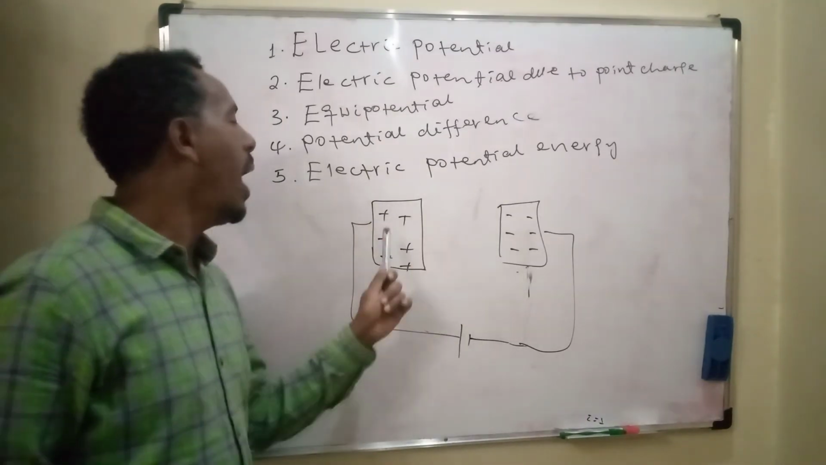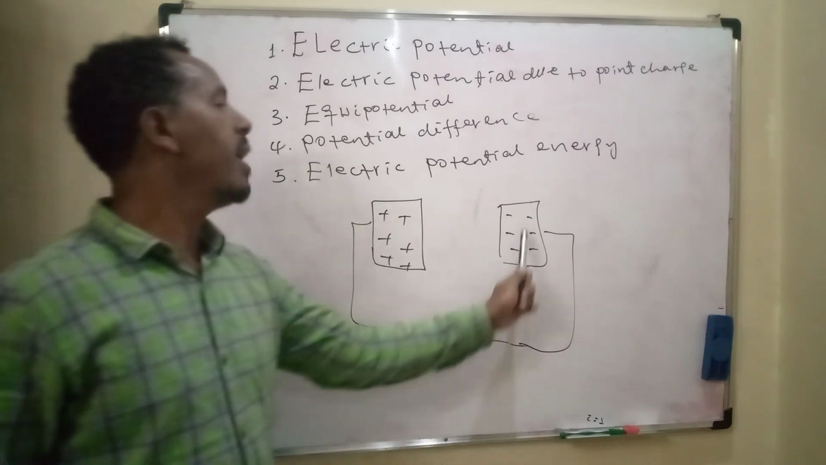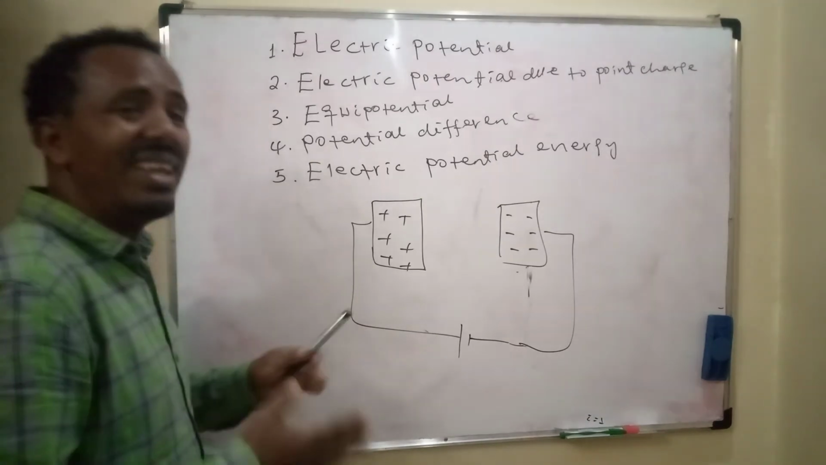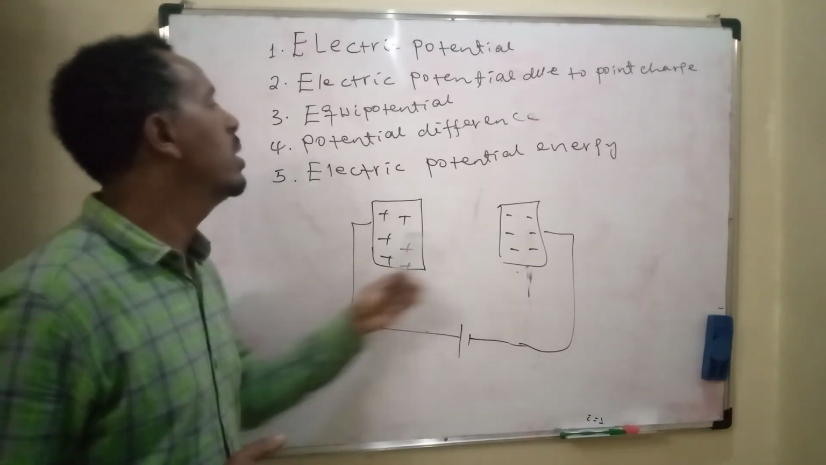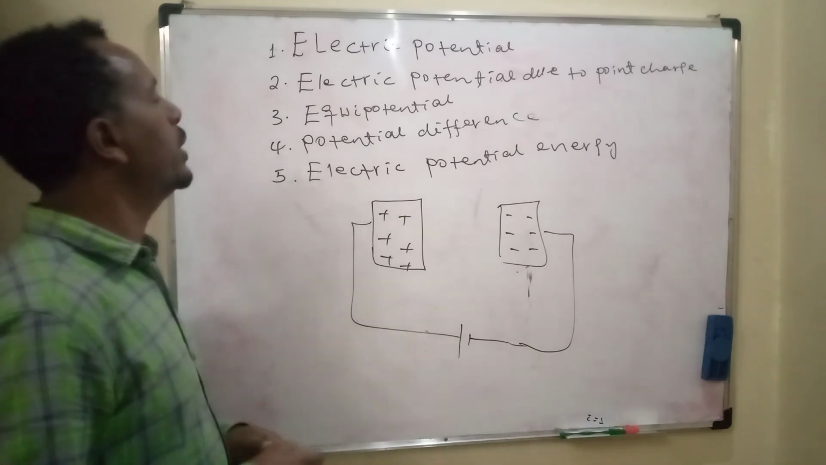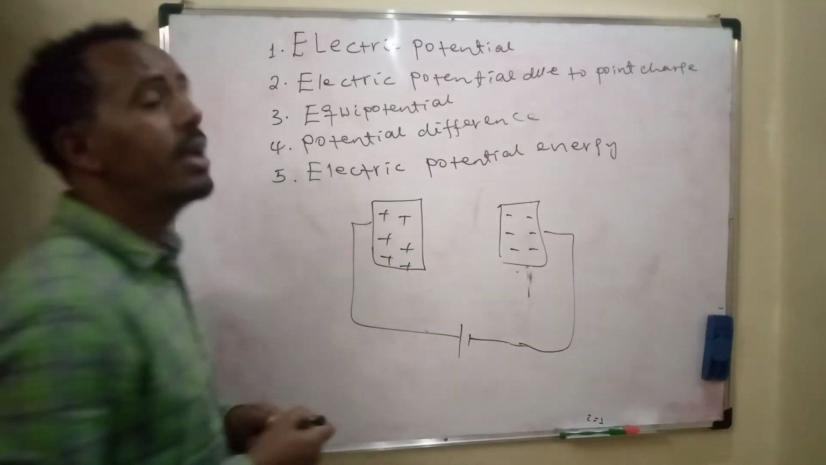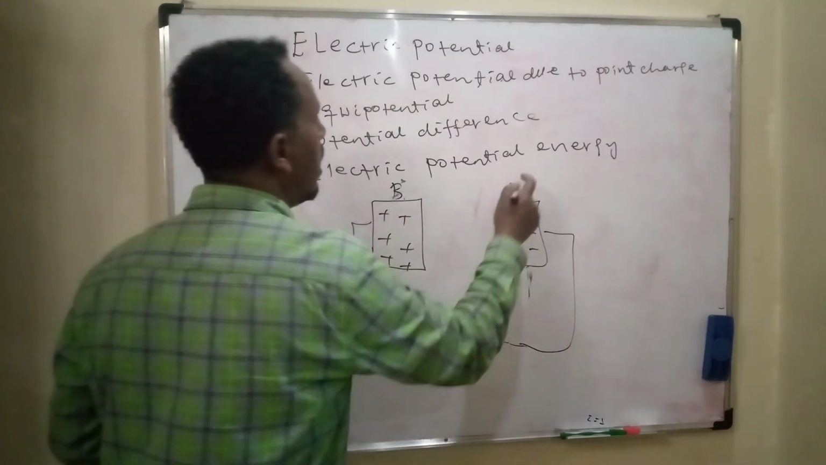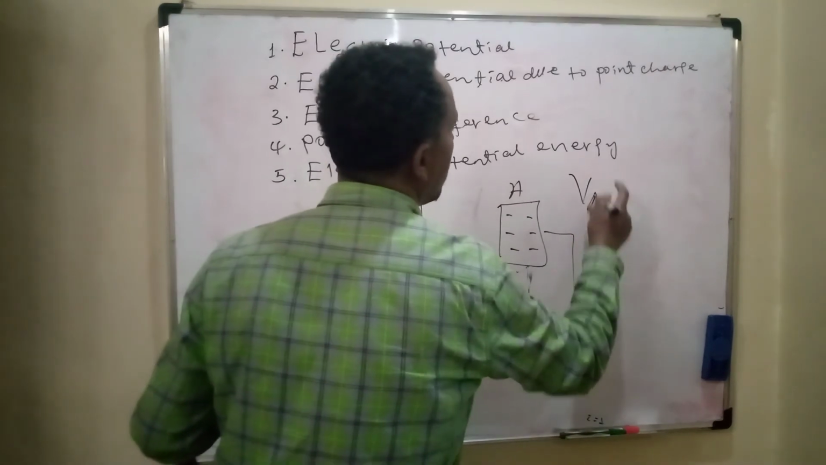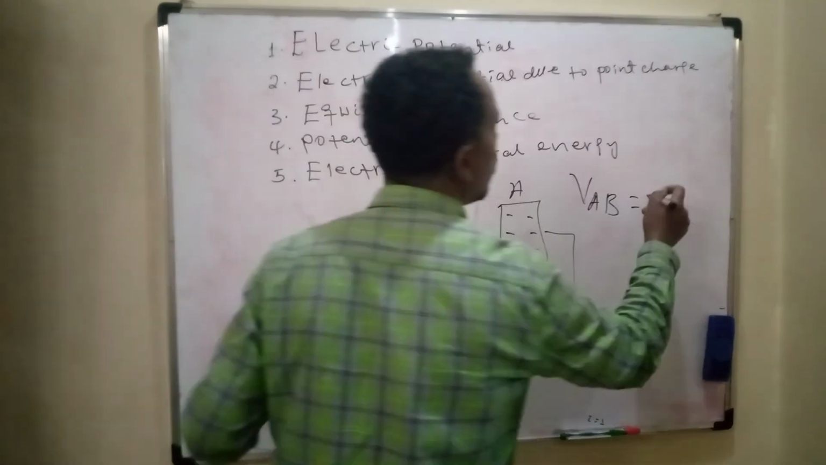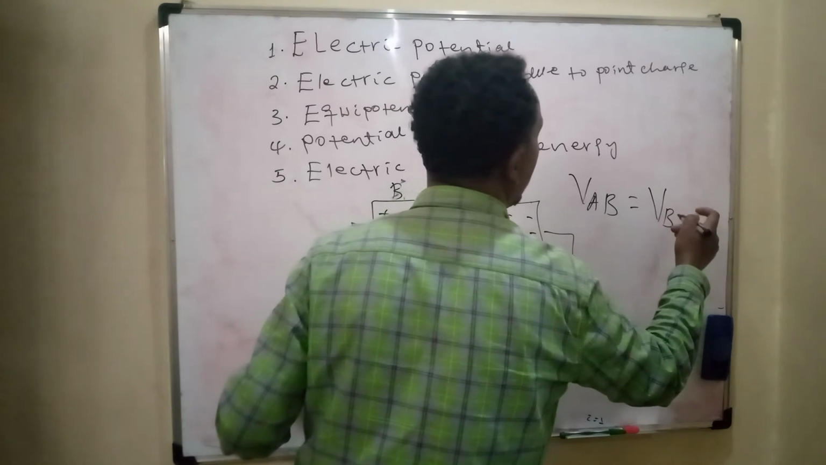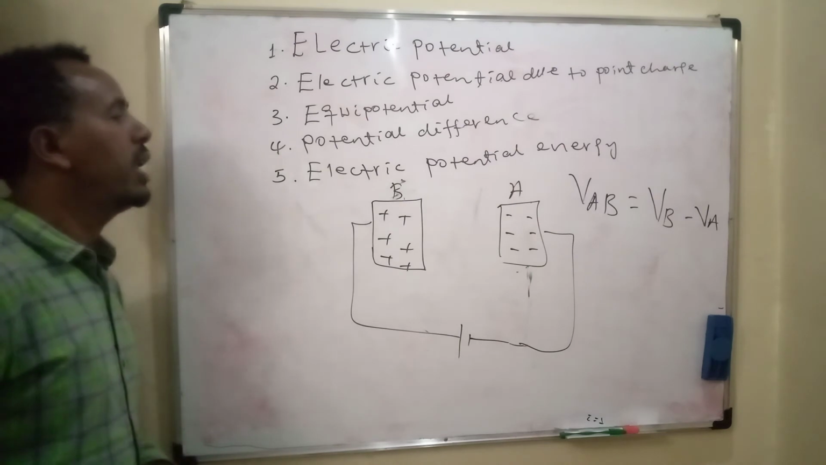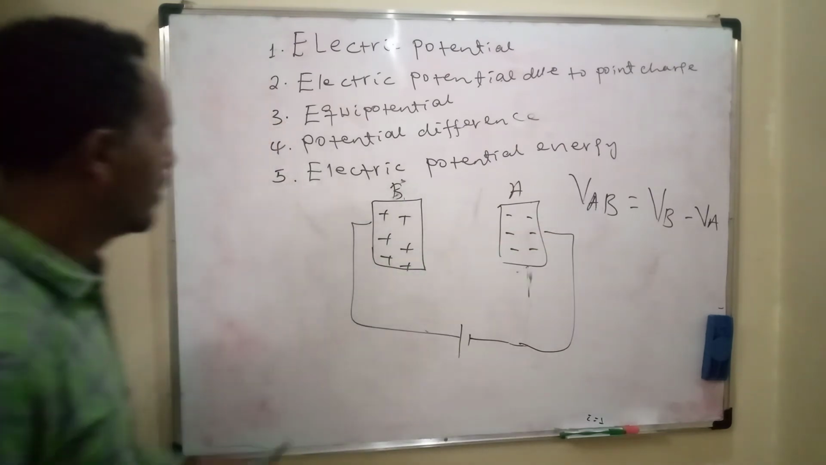Potential is higher in the positively charged plate than in the negatively charged plate of the capacitor. Due to this, there is a change in potential between the two plates. Change in potential means the potential difference. Let's say this is plate B and this is plate A. The difference in potential between the two is equal to the potential at point B minus the potential at point A, which is the potential difference.